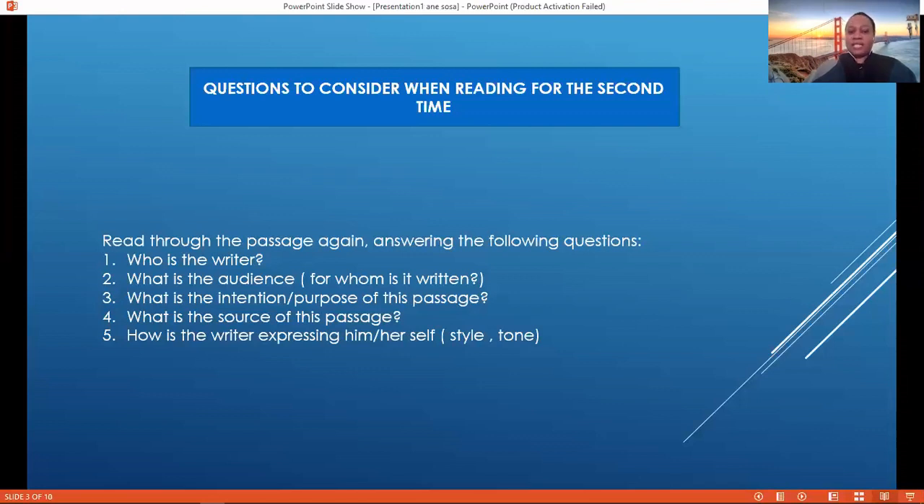What is the audience? For whom is it written? What is the intention or purpose of the passage? What is the source of this passage? And how is the writer expressing him or herself in terms of the style and tone? Ask these questions as you read through for the second time. They will help you focus on the important matter of the text.